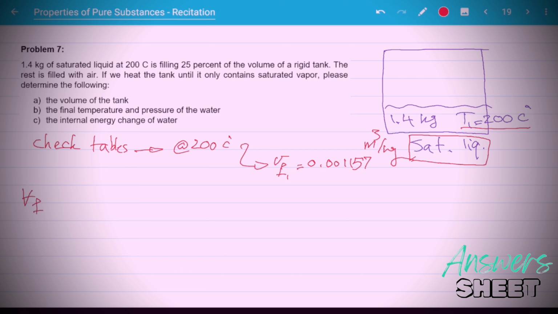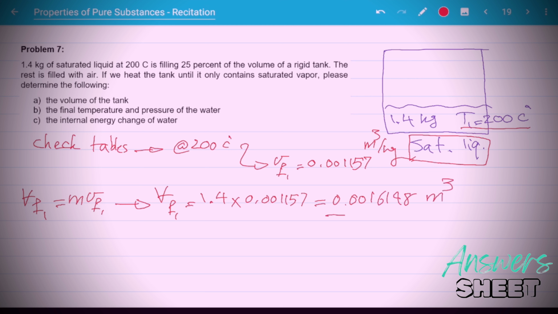Now I know that the volume is mass times specific volume. So the volume of the water is the mass of the water, 1.4, times the specific volume that we have here, 0.01157, which will give us 0.016198 meters cubed. So this is the volume of our saturated liquid.